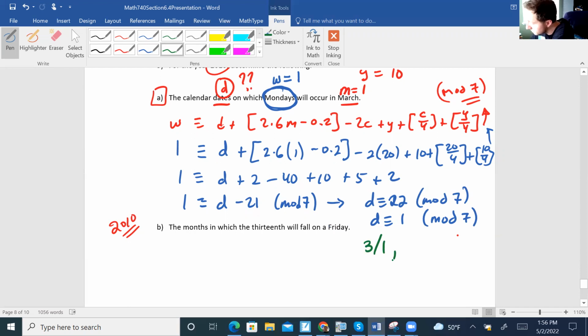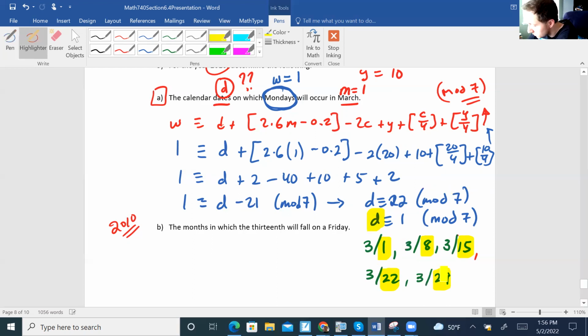The next number that would be congruent to 1 mod 7 would be 8, so March 8th is the next value of D that would work. I'm just going to highlight so you can see it. This is D, this is D, this is D. The next one would be 15, since 14 is divisible by 7. 21 is divisible by 7, so the next one would be the 22nd. And then last but not least, otherwise we're going to be into April at that point, would be the 29th, since 28 is divisible by 7. So we get 5 dates in March that happen to all fall on Mondays.